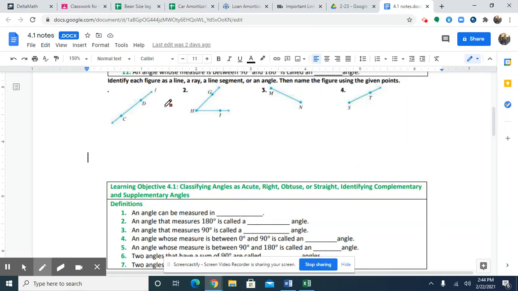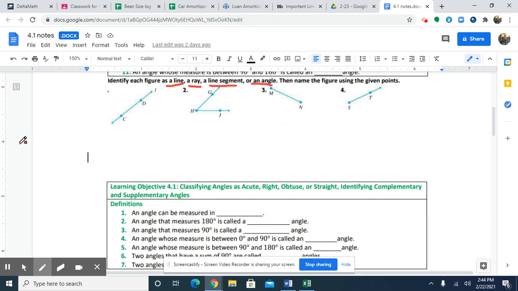So what we're going to do is start getting into a little bit more of geometry and review on that. So we'll go ahead and start off with labeling each of these next figures. We have a line, a ray, a line segment, or an angle.